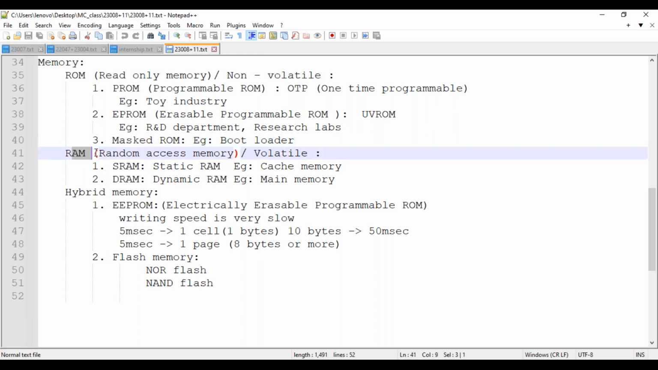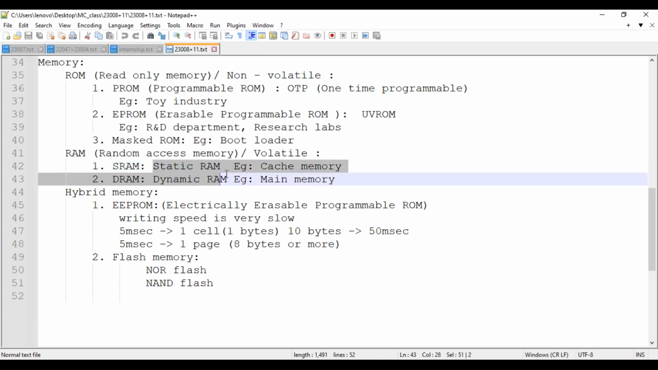Then we have RAM, which represents random access memory, a volatile memory. So once the power is lost, you are going to lose the data. We have two types: one is SRAM, the other is DRAM. SRAM stands for static RAM, and the example is cache memory. DRAM stands for dynamic RAM, which is the main memory in all of our devices.